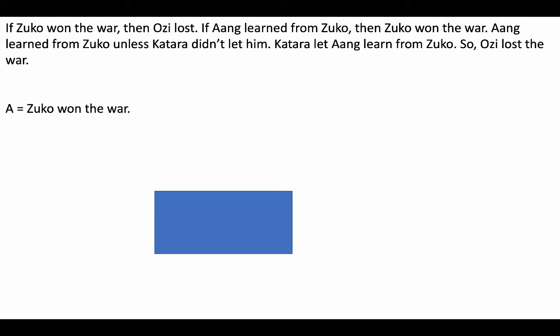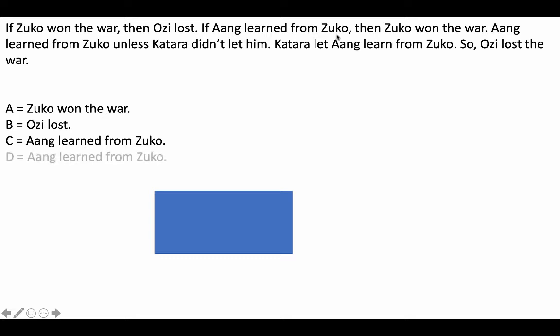And the first thing to do is to assign each proposition a letter. So here we have Zuku won the war. Assign that to A. Here we have Ozai lost. Assign that to B. You can assign any proposition to any letter, but then when you do your representation of the reasoning, you need to make sure you're using the letters correctly. So here we have Aang learned from Zuku. Here we have Aang learned from Zuku again. That's a mistake. And then here we have Katara let him.